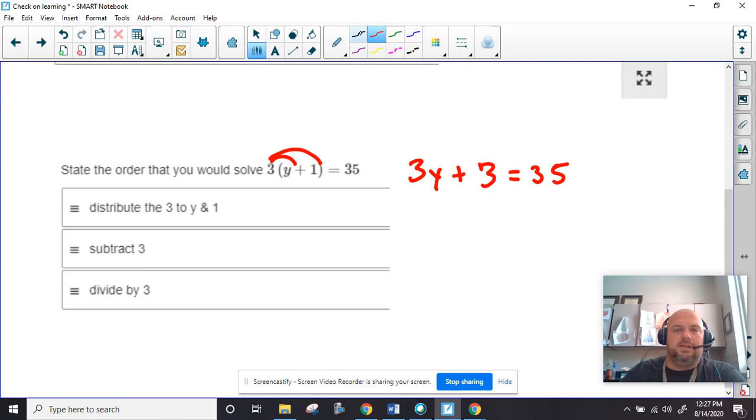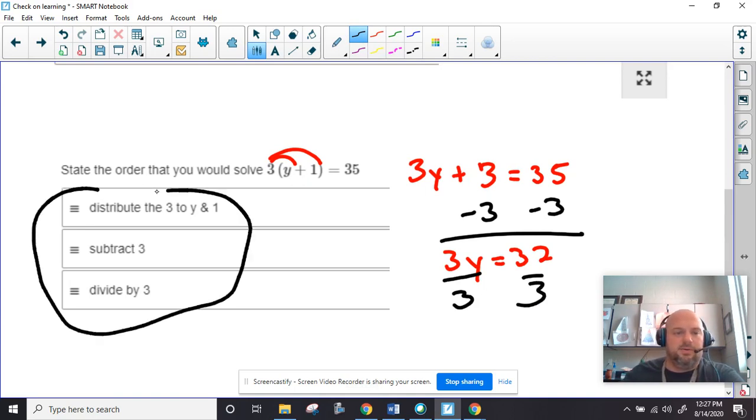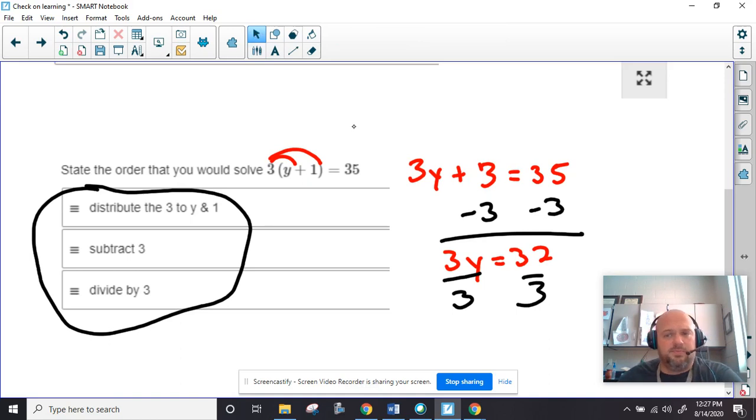And then you would subtract 3 from both sides. Okay. And then you would have had to divide by 3. All right. So this is kind of the order that it should be. And I haven't looked at the results yet. This is the Friday before. So there's no way for me to know how y'all did on this right now.